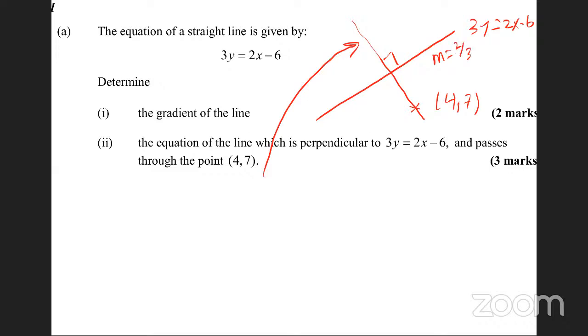Right? So the perpendicular line will be minus 3 on 2. Flip it over, change the sign. Okay? Now we're going to use this and this to find the equation of the line. You okay with that? If you're not seeing it, I'm able to draw it.